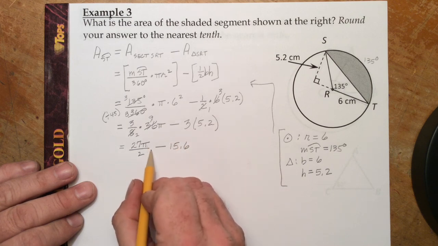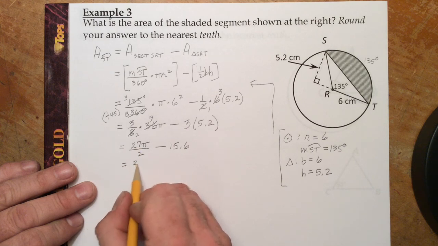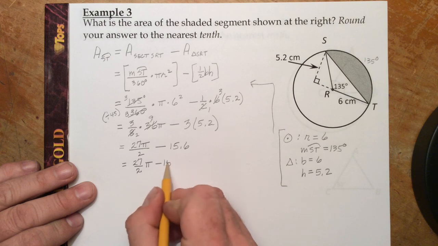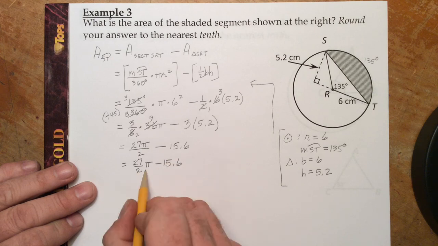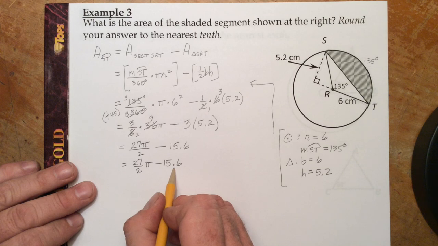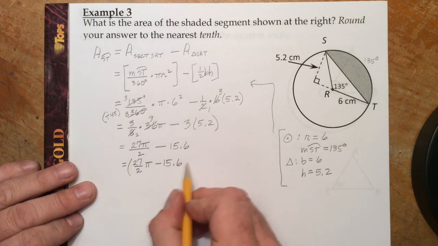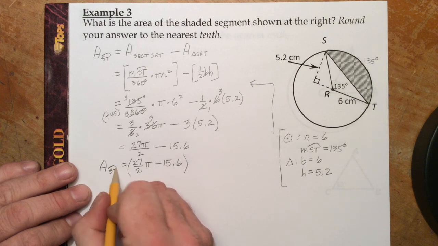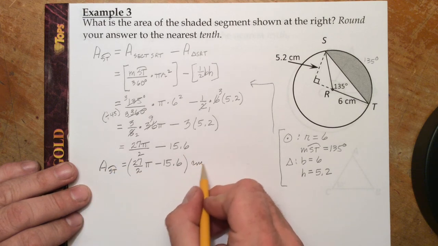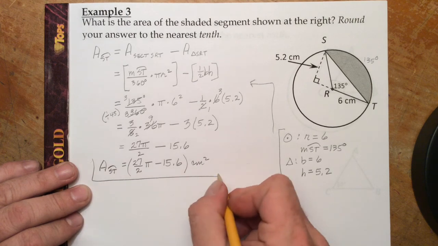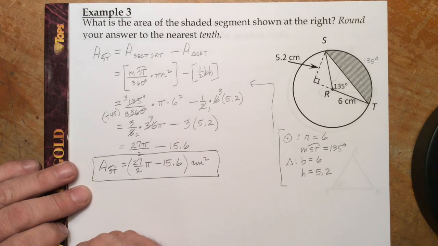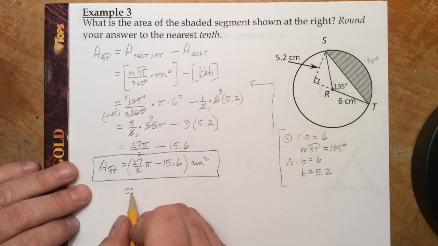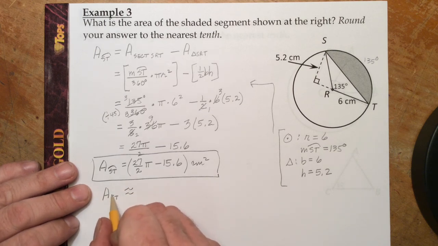Now I'm going to pull the pi out. You don't have to, but I'm going to pull it out. So we have 27 halves pi minus 15.6. Now we cannot combine these because this is a pi term and this is not. And so this would be our exact area of this circle segment, and it is in centimeters squared, or square centimeters. They want us to round to the nearest tenth, so this is our final answer.